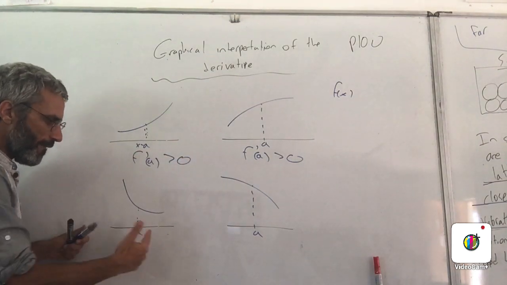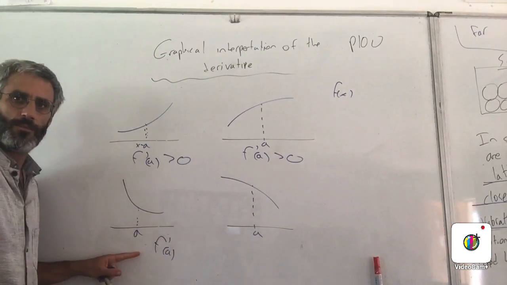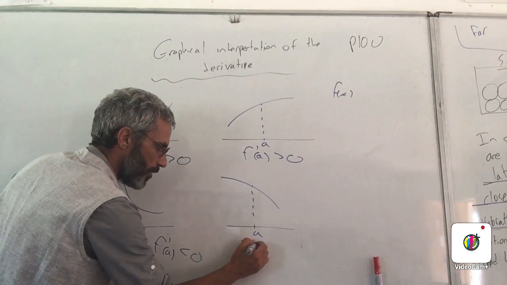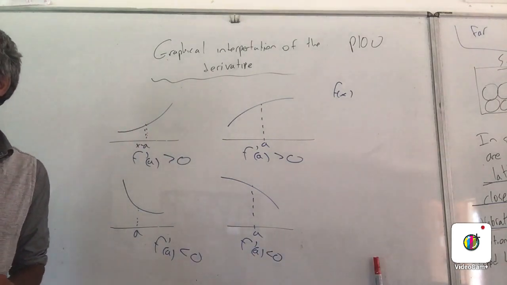Where if we look here, what will be the derivative at these 2 points? It will be negative. It will be less than 0. Because the graph is going down. That's pretty easy.